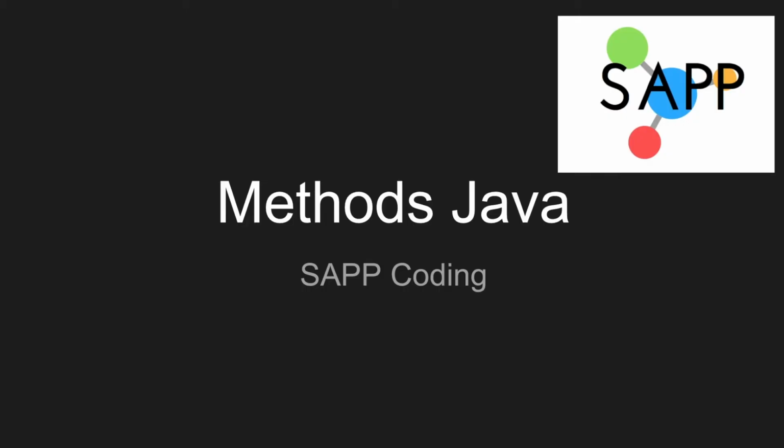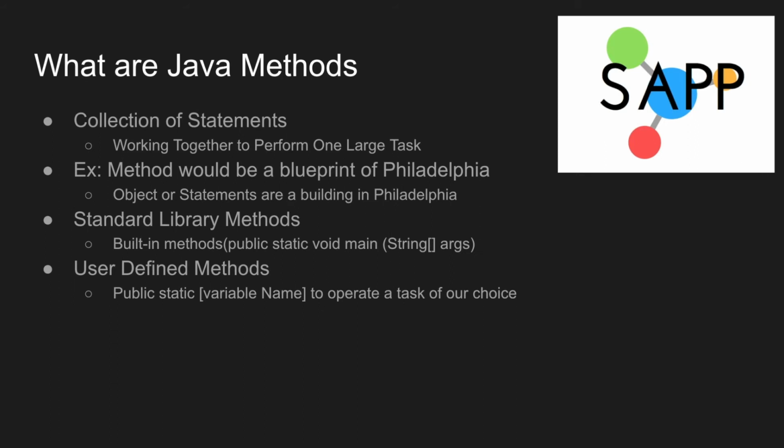On SAPP Coding. Today, we'll be learning methods in Java. So, what are Java methods? Java methods are basically a collection of statements working together to perform one large task.